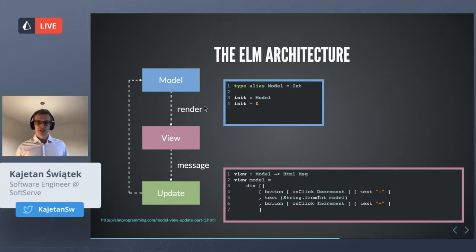And there's a view function that takes a current model and returns a template. And the template is represented by, of course, HTML elements, and HTML elements are represented by specific functions. All of those functions for all elements are structured so that as the first argument, they take a list of attributes, and the second argument is a list of children. So in this example, we have a div that contains a button, text, and the next button.